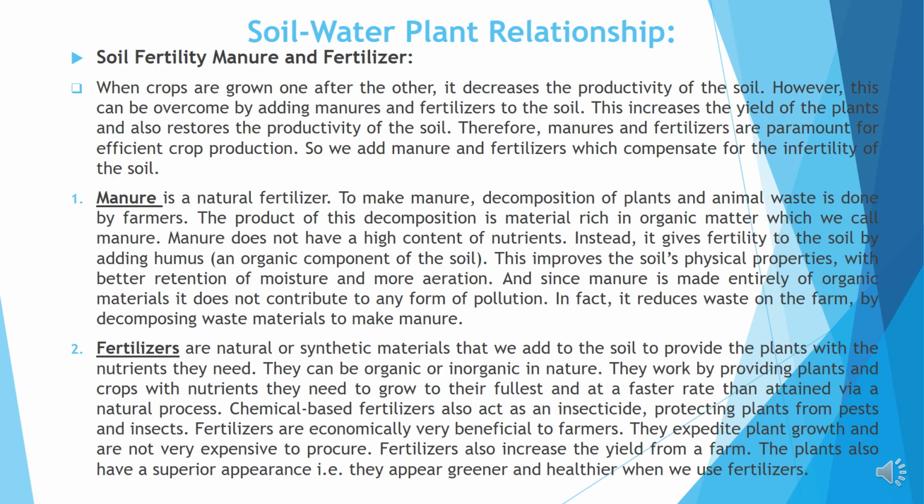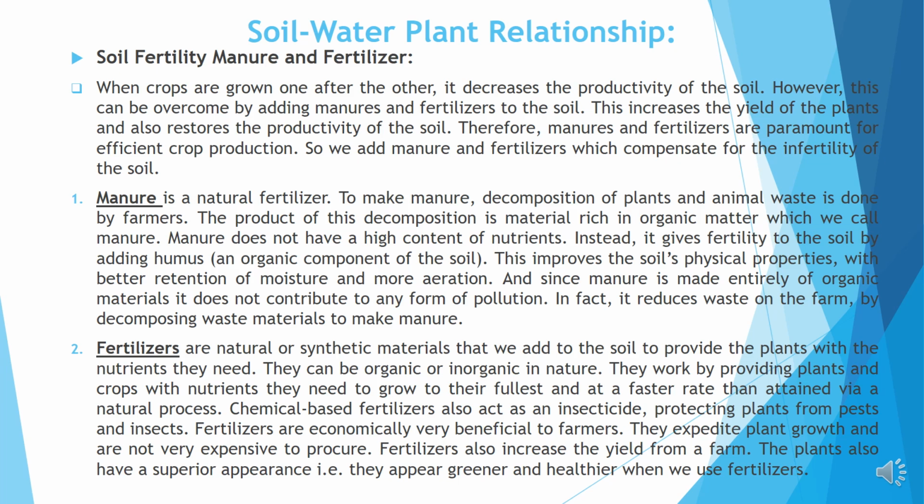Soil fertility, manure, and fertilizer. When crops are grown one after the other, it decreases the productivity of the soil. However, this can be overcome by adding manures and fertilizers to the soil. Therefore, manures and fertilizers are paramount for efficient crop production. So we add manure and fertilizers which compensate for the infertility of the soil.